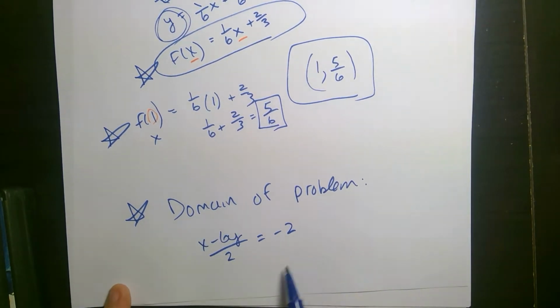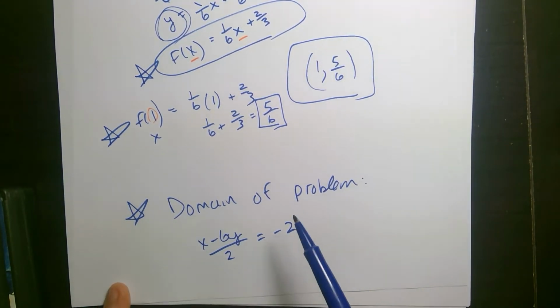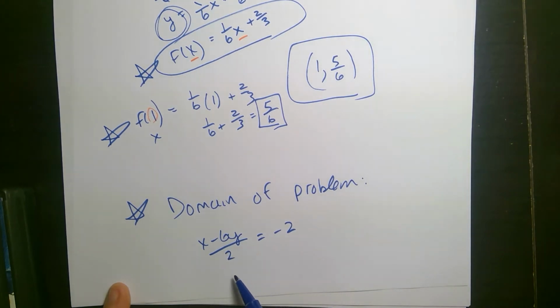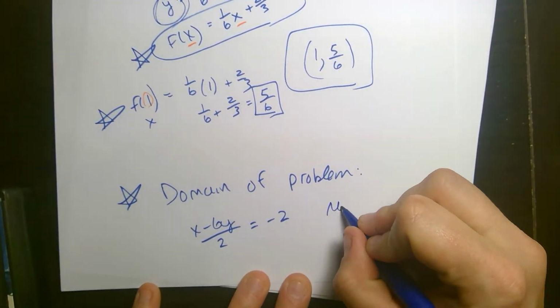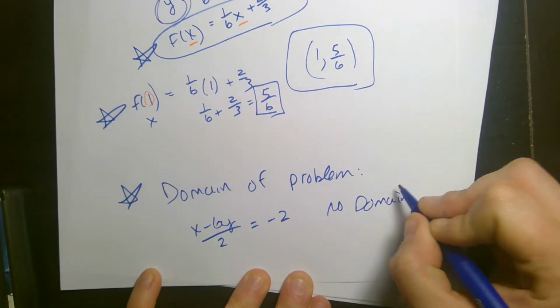So I look at my problem and I say, okay, I have 2 rules. First rule, are there any variables in the bottom of this? The answer is no. Second rule, are there any square roots anywhere in this? The answer is no. And so that tells me that I have no domain restrictions.